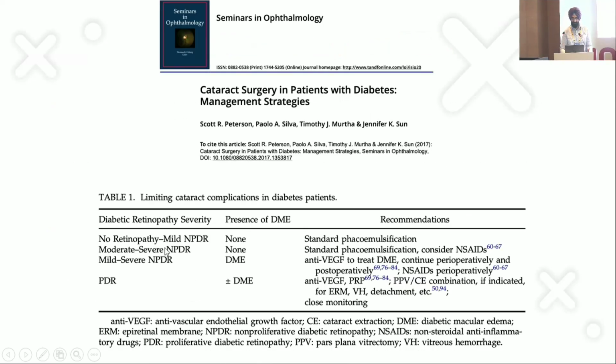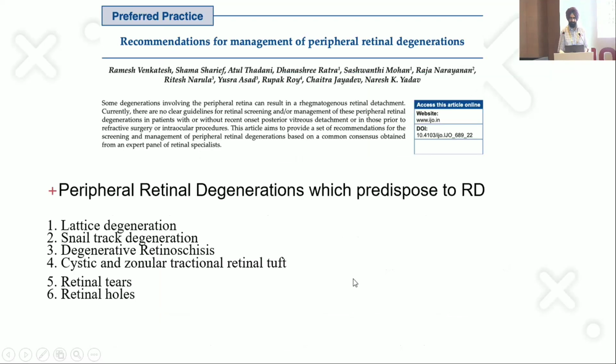So this table summarizes very well: in patients with no to mild stages, standard Phaco can be done. Moderate to severe, Phaco with pre-op NSAIDs. Mild to severe NPDR, but DME is present, first treat with anti-VEGF. In PDR, with or without DME, anti-VEGF, PRP, or a combination may also be indicated.